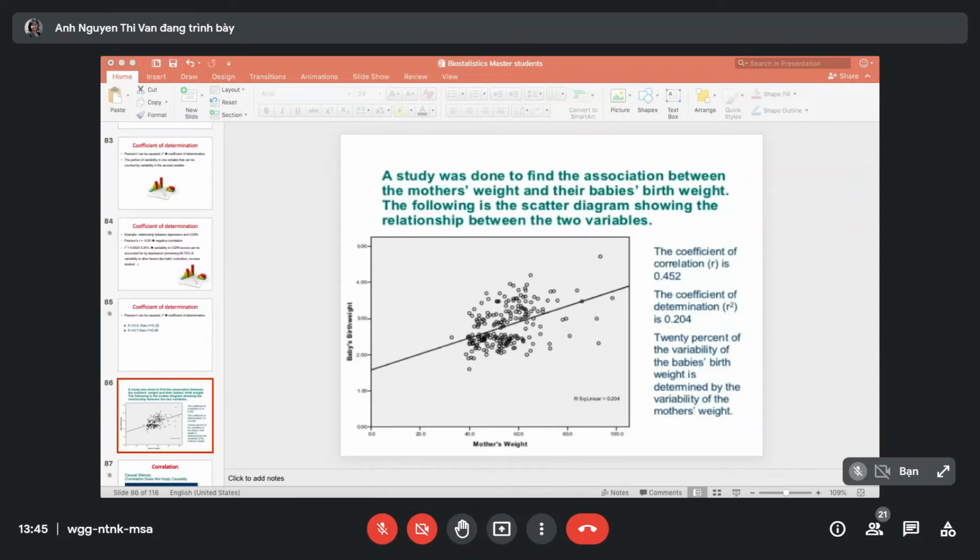Trần Lê Nam Khanh. Yes. Can you read the example?